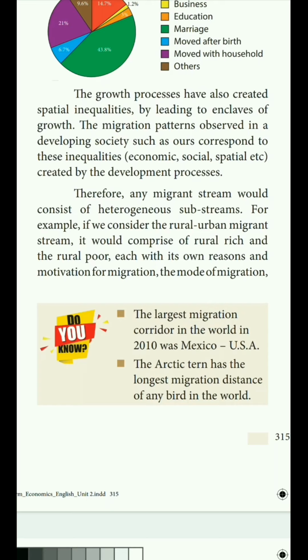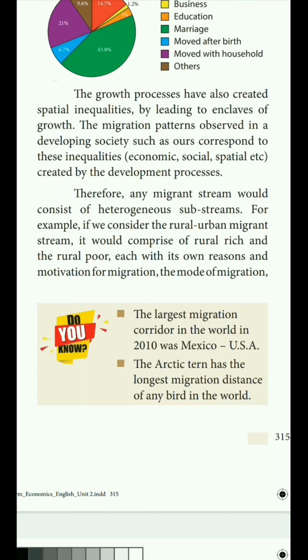There is another important thing. The largest migration corridor in the world in 2010 was Mexico and USA. The Arctic tern has the longest migration distance of any bird in the world.